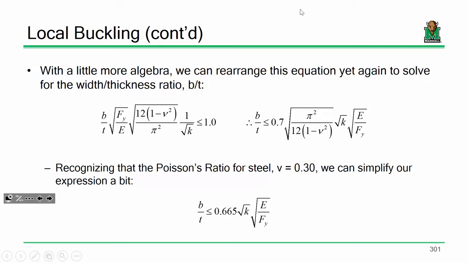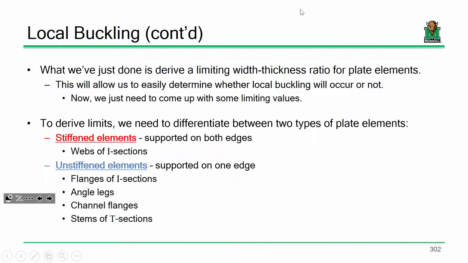I'm sure you all could take all this and put it over here. So E over Fy, multiply it over and all this and whatnot. If you notice over here, I've got pi squared, I've got 12, 1 minus nu squared. Remember Poisson's ratio. Poisson's ratio for steel is about 0.3. So you can plug and chug and determine this. This is actually a little more important than you would think, because what this tells us is if our plate reaches a certain slenderness value or not, it'll tell us whether or not the plate locally buckles. And the only thing that we don't know is this term K.